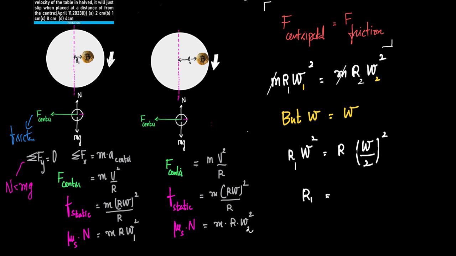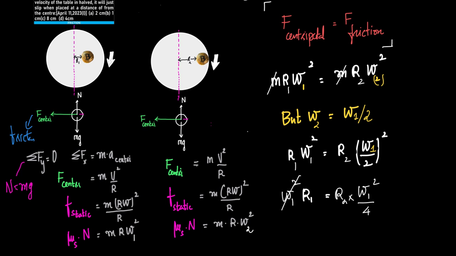So we have r1 into omega 1 square is equal to r2 into omega 2 square, but it is given that the angular velocity is halved, so we can say that omega 2 is actually omega 1 by 2. Therefore r1 into omega 1 square is equal to r2, and instead of omega 2, I can write omega 1 by 2 the whole square. Therefore r1 into omega 1 square is equal to r2 into omega 1 square by 4.